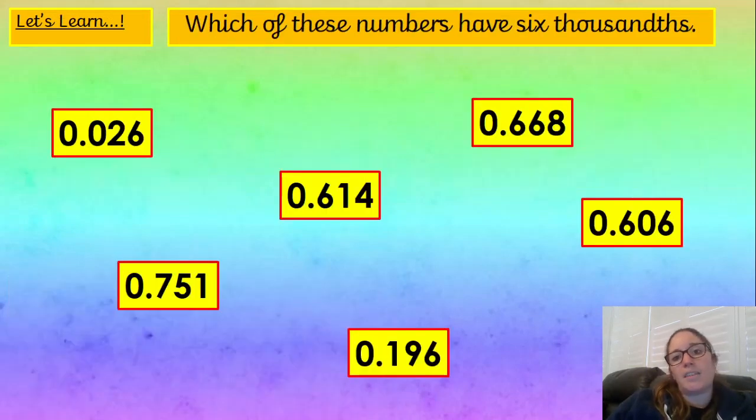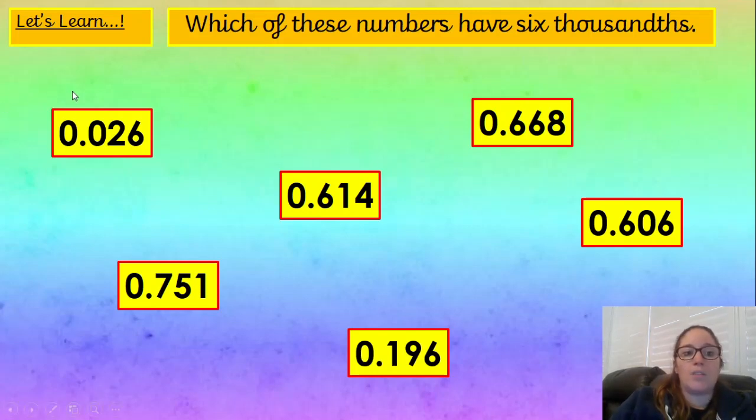Okay, so looking at these numbers, which of them have 6 thousandths? Look carefully. It's really easy to be confused when you're looking at place value with decimal numbers, because people automatically think it's thousands, hundreds, tenths and ones, but it's not. So have a real good look.